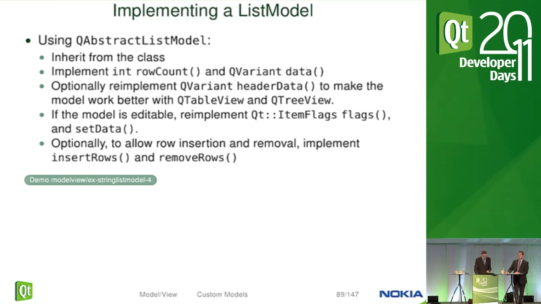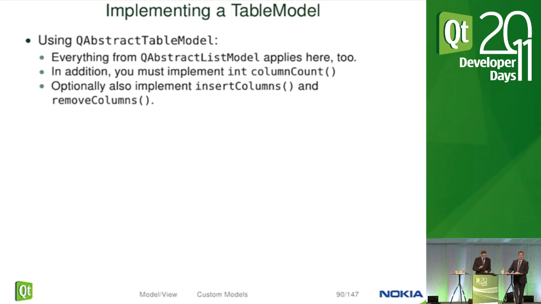I'll make it slightly more complicated. We'll talk about the table model. So if you just not have one-dimensional list, but like a table, all of the above applies, and you will just implement column count, now telling how many columns are there. And just as we had insert rows, we have insert columns, and just like we had remove rows, we have remove columns. But apart from that, it's the same thing.